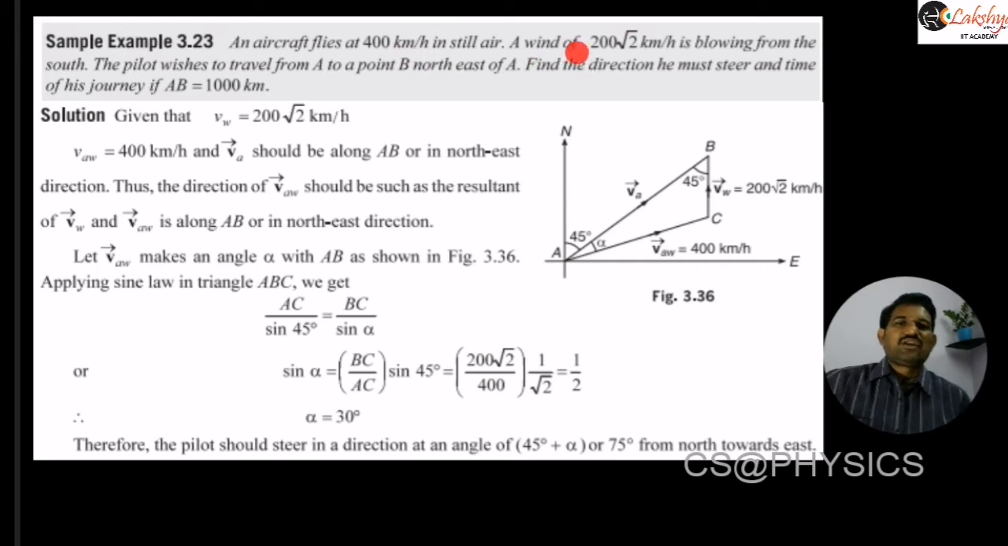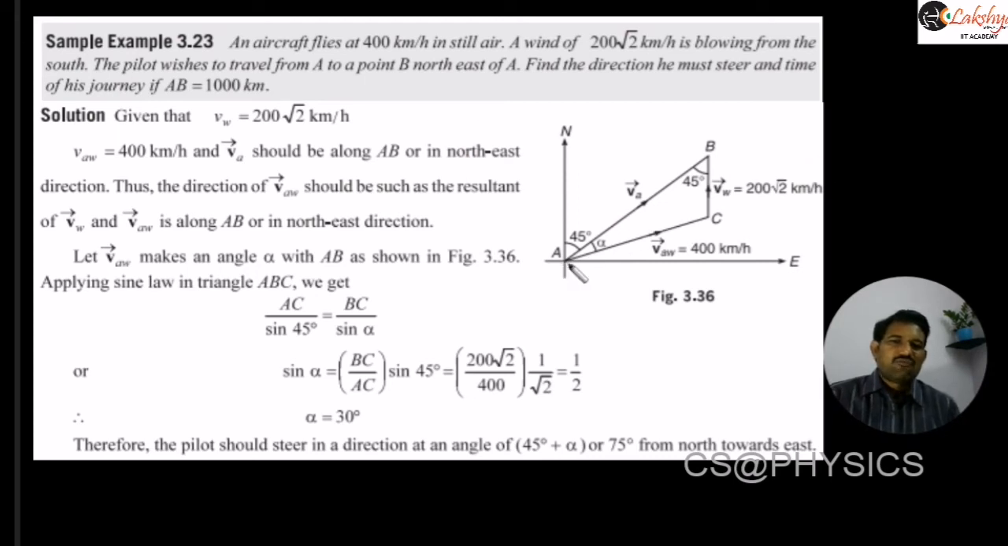A wind of 200 kilometers per hour is blowing from south. So that means you need to take the direction of the wind from south to north. A pilot wishes to travel from A to B, northeast of A. Find the direction he must steer and the time of his journey. That means now these are exactly similar to that of the riverboat problem.